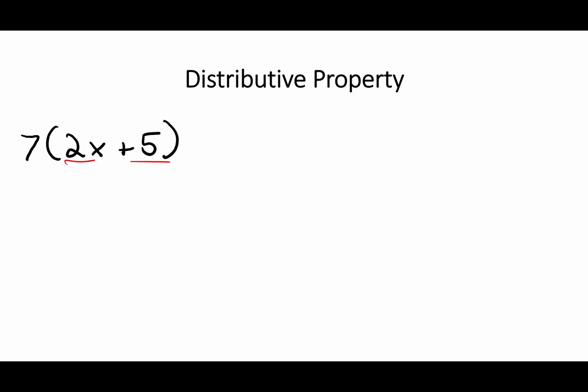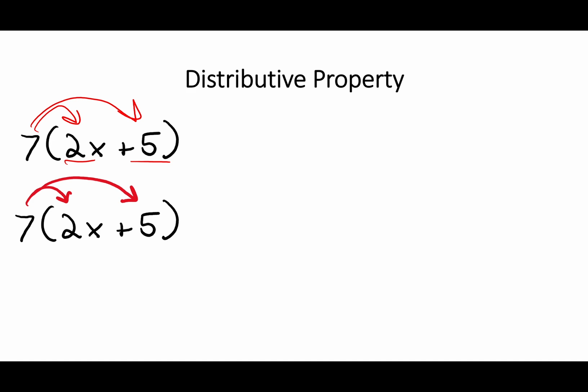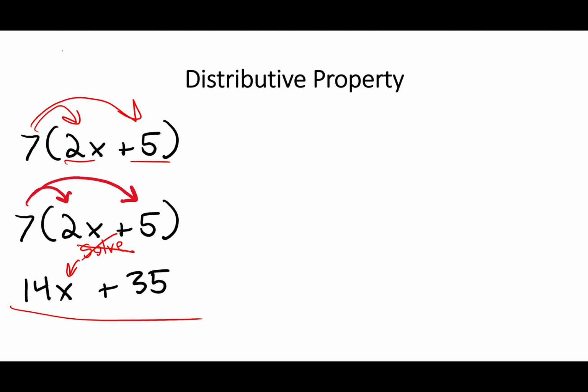You have 2 friends here. You are distributing your cookies to both friends. Okay, 7 times 2 is going to be 14. And then 7 times 5 is going to be 35. Voila, you're done. You cannot solve this problem because you still don't know what x is. The best thing you can do is called simplifying. You've simplified this problem. You took the number on the outside, you distributed it, and you're left with 14x plus 35. That's your final answer.